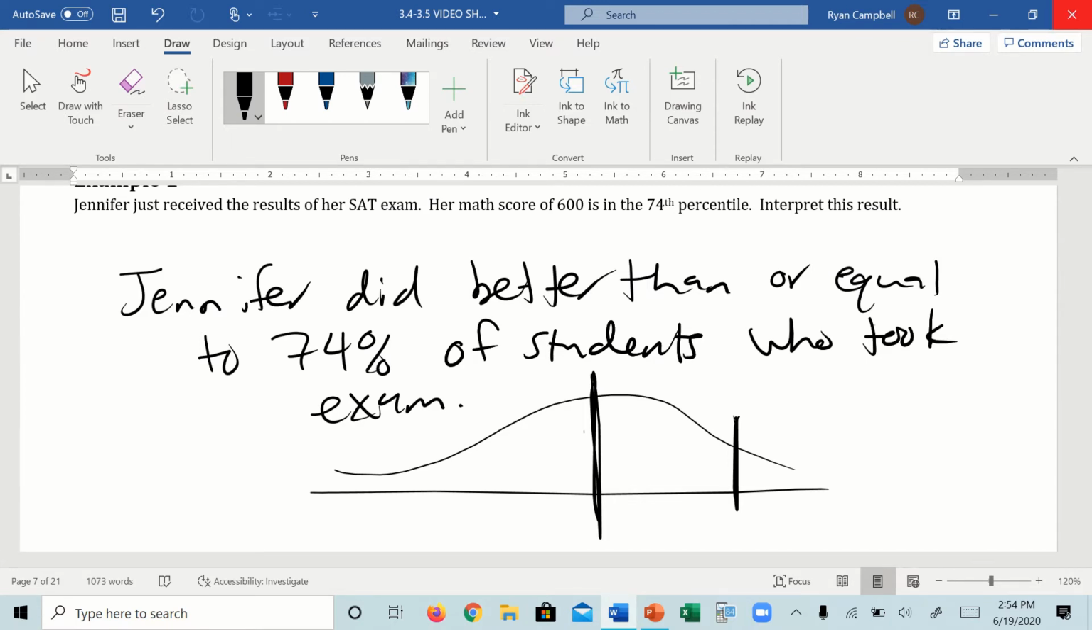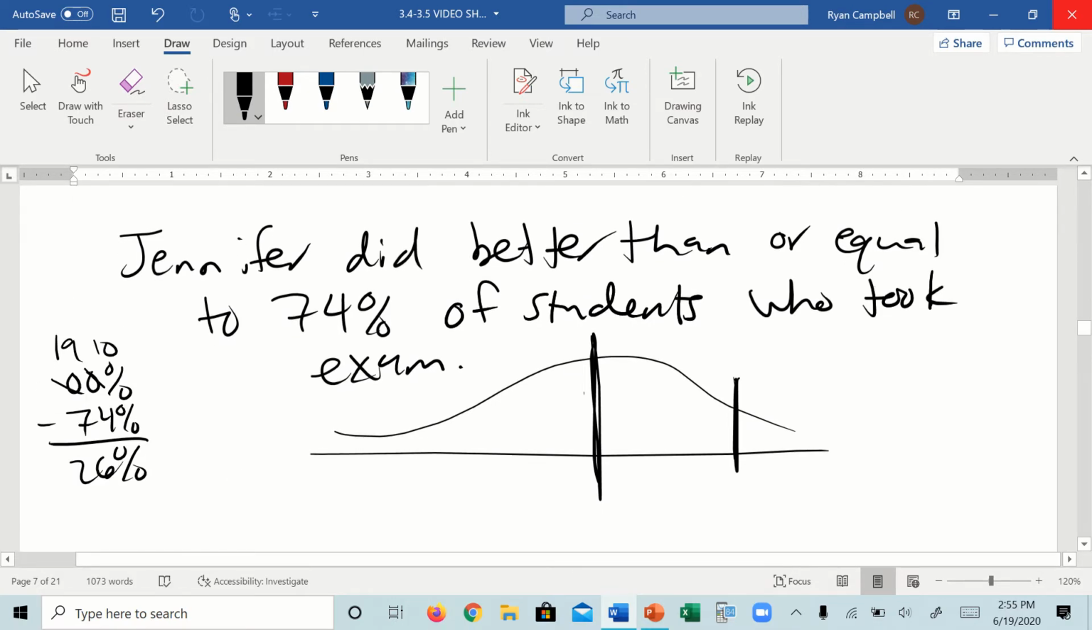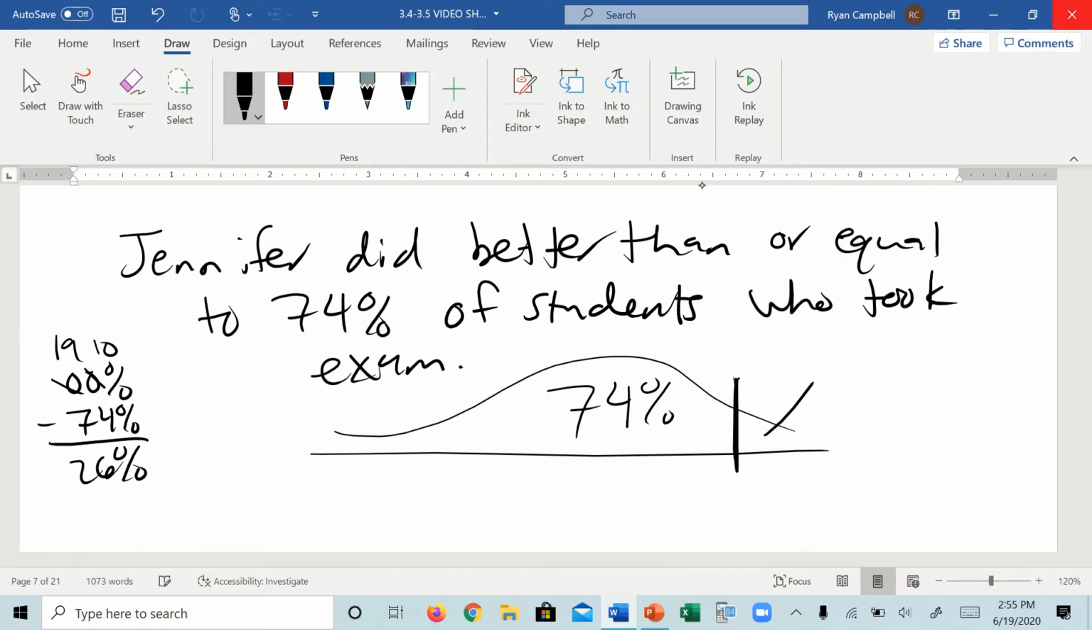What percentage of people did better than her? So if she did better than or equal to 74% of the students, what percentage of students did better than her? Well, 100% of the students would be all of them. So if we subtract the 74 that she did better than, we see that 26% of people did better than her. So this side of the table would be 74% that she did better than. The other side would be the 26 that did better than her.